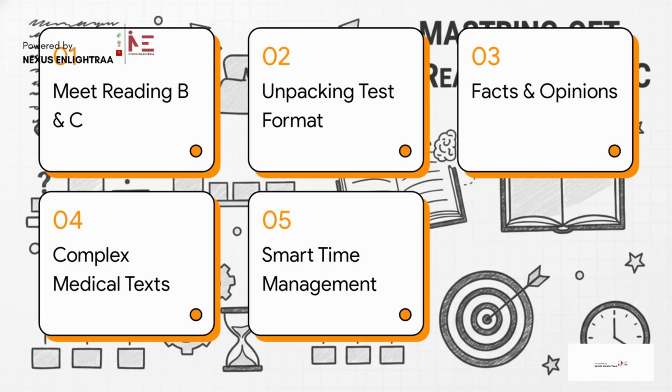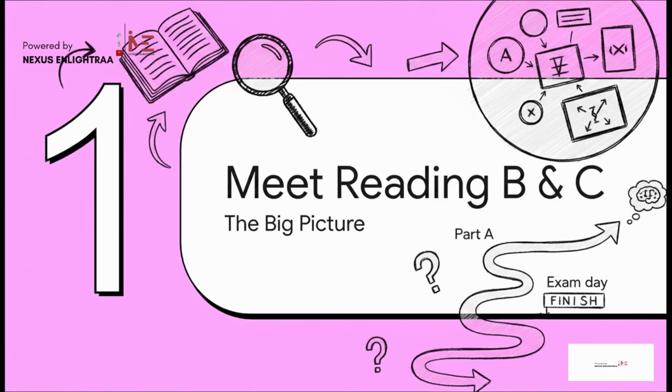We'll meet reading parts B and C, unpack the exact format of the test, learn how to separate facts from opinions, look at tackling complex texts, and finally go over some really smart time management strategies. So let's start with Section 1, Meet Reading B and C.